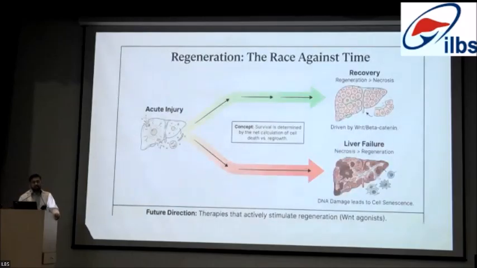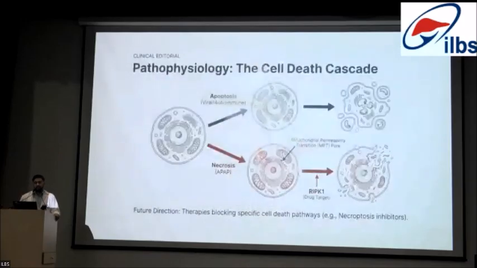Then again, it's a race against regeneration. If the regeneration is better, then the liver survives. So there are therapies which can actively stimulate regeneration, like WNT agonists, which are being studied recently. And then there are therapies blocking specific cell death, apoptosis, which are being studied. The literature is yet to come.